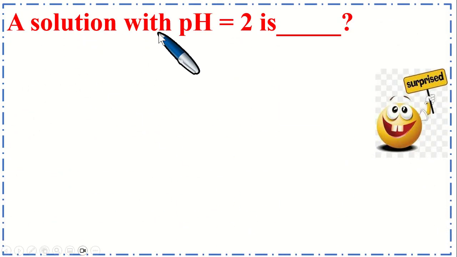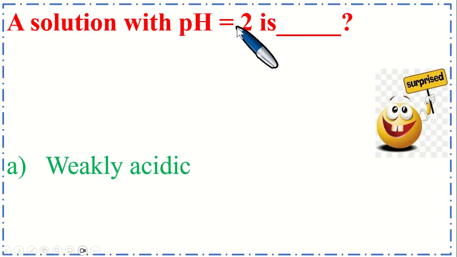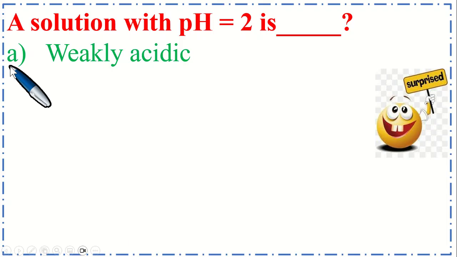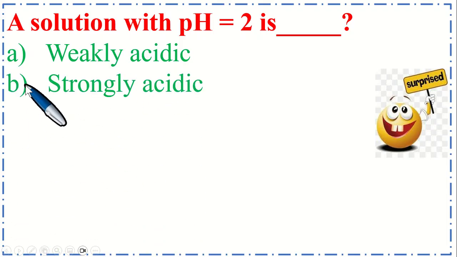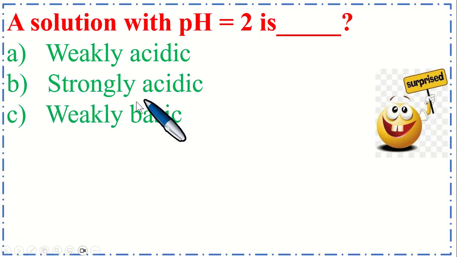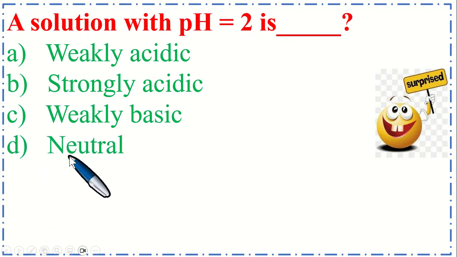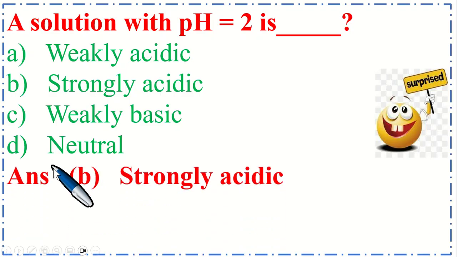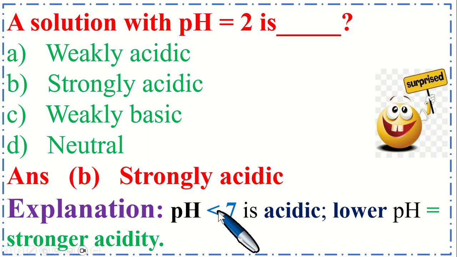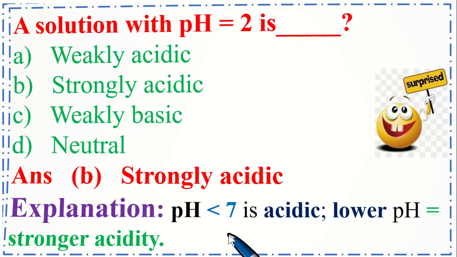A solution with pH equal to 2 is dash. Option A weakly acidic, B strongly acidic, C weakly basic, and option D neutral. So the correct option is B strongly acidic. pH less than 7 is acidic. Lower pH equals stronger acidity.